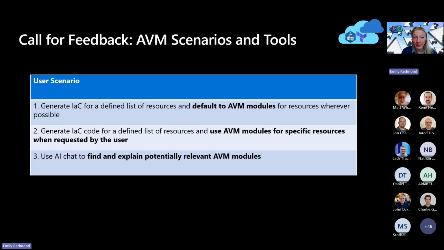One possibility of a user scenario would be to generate infrastructure as code for Azure, given a defined list of resources, and default to AVM modules for resources wherever possible. Now this isn't something that every Bicep user would want to elect into, but we're considering what this might look like or how we might be able to build this out for folks that would like to default to AVM. And this is a question we have for this group in particular: is that a kind of default scenario that you would want to be able to set yourself? Or do you resonate more closely with the second scenario, which is to use AVM modules for either specific resources or specific scenarios when requested by the user?